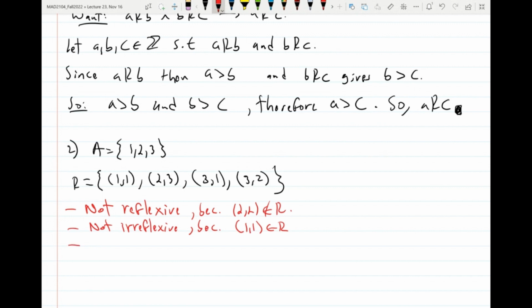Is this symmetric? Why? Good. It's not symmetric because 3, 1 is here, but 1, 3 is not there, right? It's missing 1, 3. So because 3 is related to 1, but 1 is not related to 3, as far as this relation is concerned. Does that make sense? Now, is this antisymmetric?